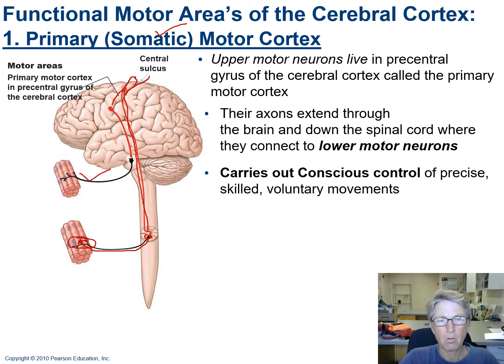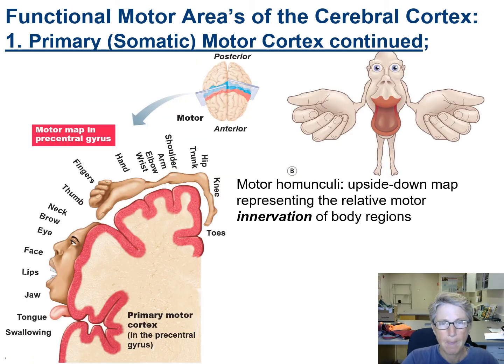In the precentral gyrus of the cerebral cortex, you have a type of motor neuron called an upper motor neuron. The red neuron that goes from the cortex down into the spinal cord, that's an upper motor neuron. And then the black neuron that comes out of the spinal cord, that's a lower motor neuron. This primary somatic motor cortex carries out conscious control of precise, skilled, and voluntary movement. For example, playing the piano or hitting a tennis ball.